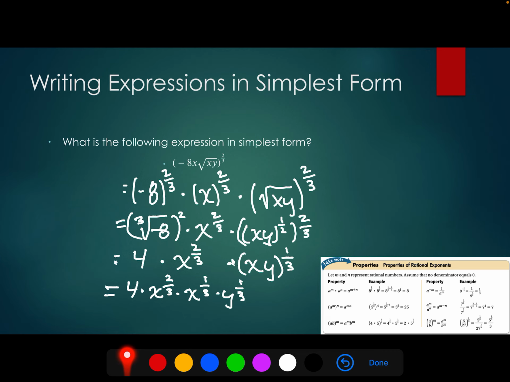If we take a look, we see that we have powers of the same base being multiplied together. So when we have powers of the same base being multiplied together, we add those exponents. So we have x to the 2/3 times x to the 1/3. So we add 2/3 plus 1/3. Well, that just gives us 1. So now we have 4 times x times y to the 1/3 power. And we can just rewrite that as 4xy to the 1/3 power.